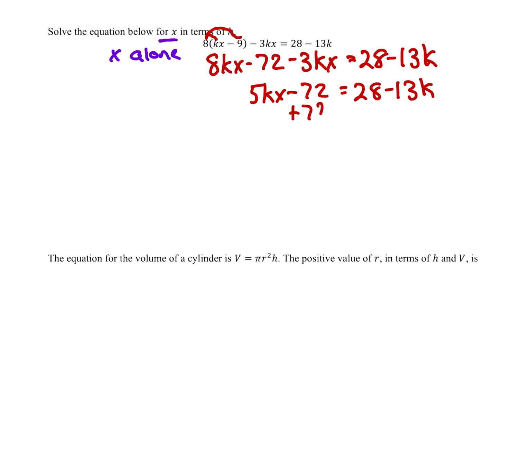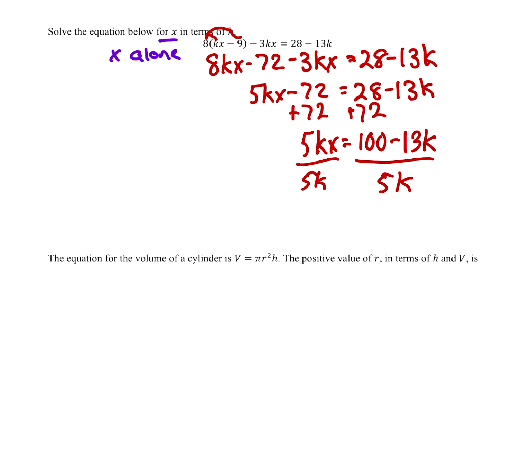So we're going to add 72 on both sides. Add 72. That will give us 5kx on the left equals 100 minus 13k. We got one more step to solve for that x. That x is getting multiplied by 5 and k, so we're going to do the inverse operation and divide by 5k. Divide by 5k, and we would get our answer of x is equal to 100 minus 13k all over 5k. And that is our answer.